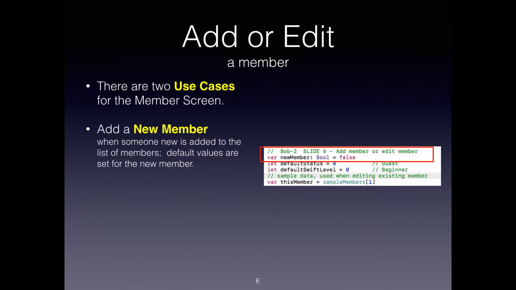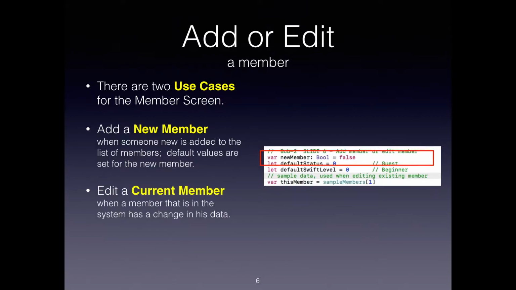So this is where we're going to build how this view looks. And in the case of a current member, we're going to need to populate the data that we're going to display. So we're going to grab array number 1 out of the sample data that we have. So we're going to start with a single member. And if the new member parameter is true, well, that's the member we'll look at. And we have two other things in here. We wanted to put in a default status and a default Swift level. And we'll set them both to 0.